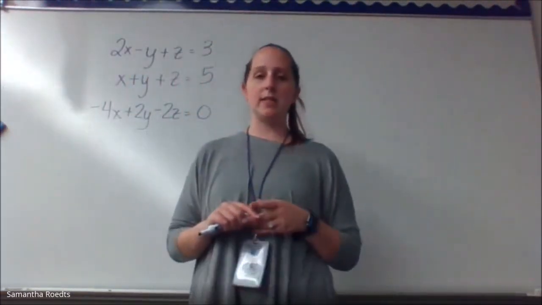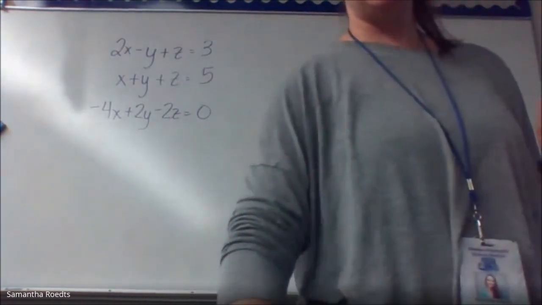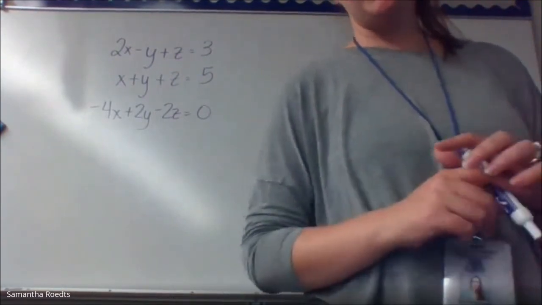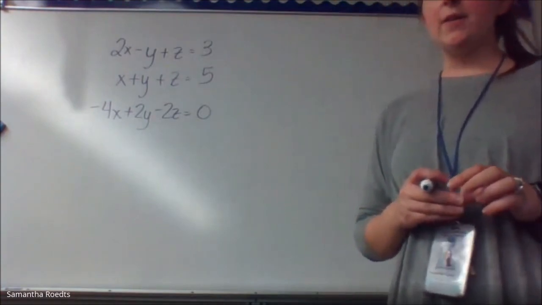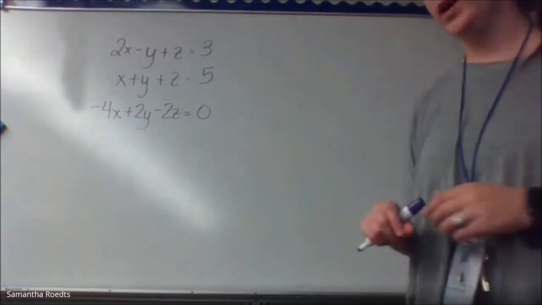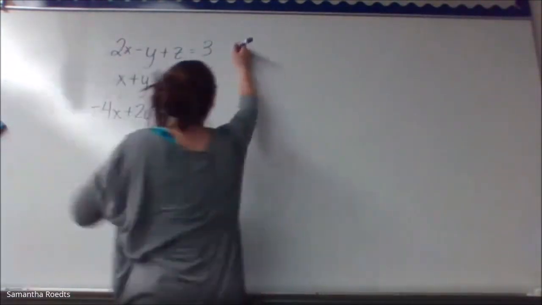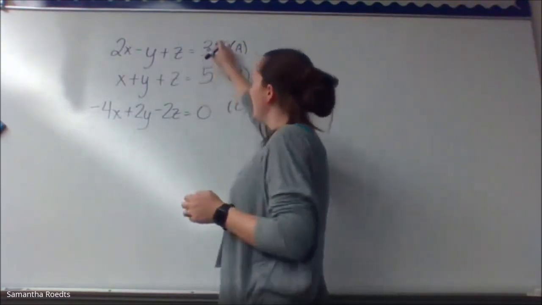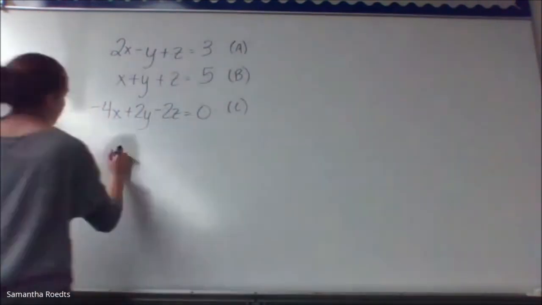All right, so this is the second example problem. We have the system of linear equations 2x minus y plus z equals 3, x plus y plus z equals 5, and negative 4x plus 2y minus 2z equals 0. First, I'm going to label them A, B, and C. I notice that if I add A and B together, I'll get rid of the y's, so I'm going to do that first.